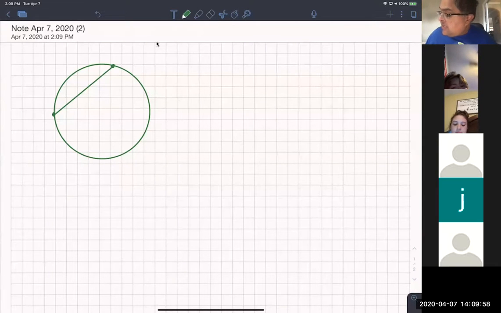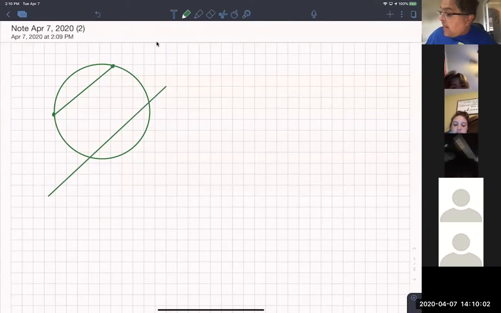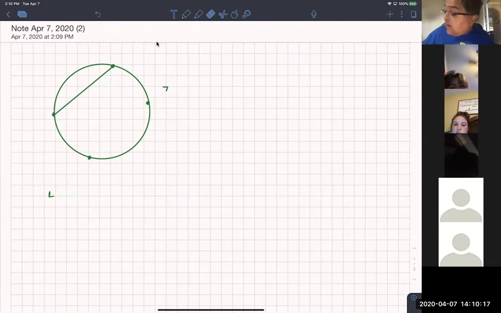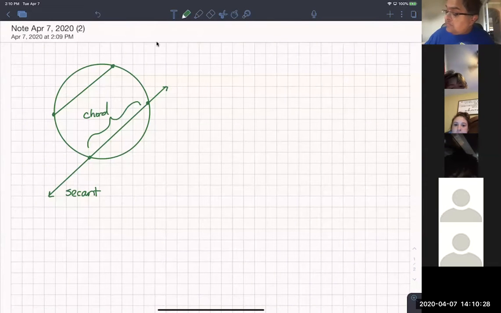And all a secant is, is a line that starts from the outside and goes through the circle and intersects the circle at 2 points. So the secant intersects it at 2 points. So basically the secant makes a chord within the circle. The entire line is known as a secant. The portion that's on the inside is your chord. Okay.